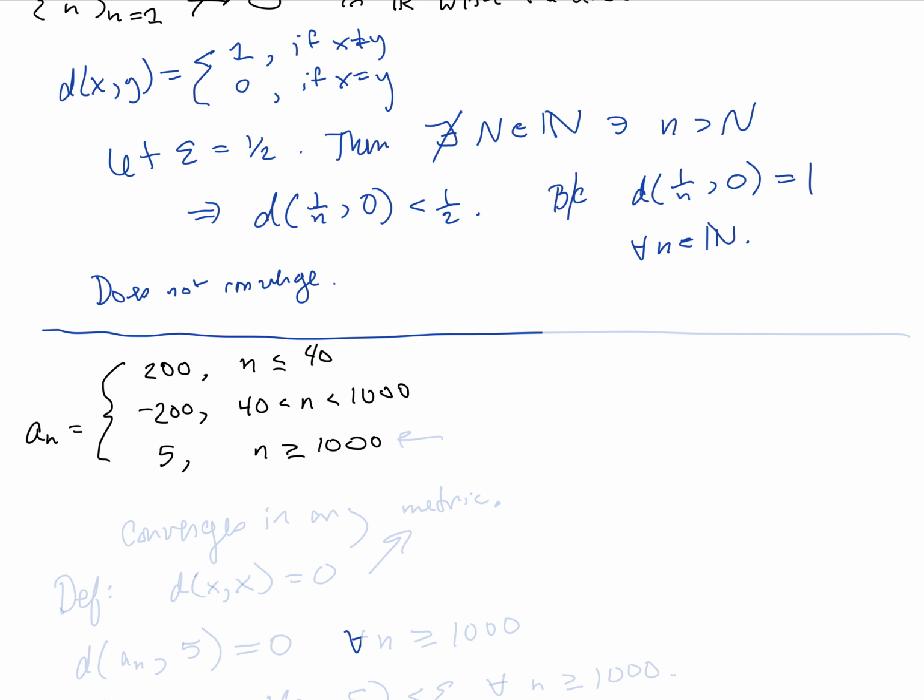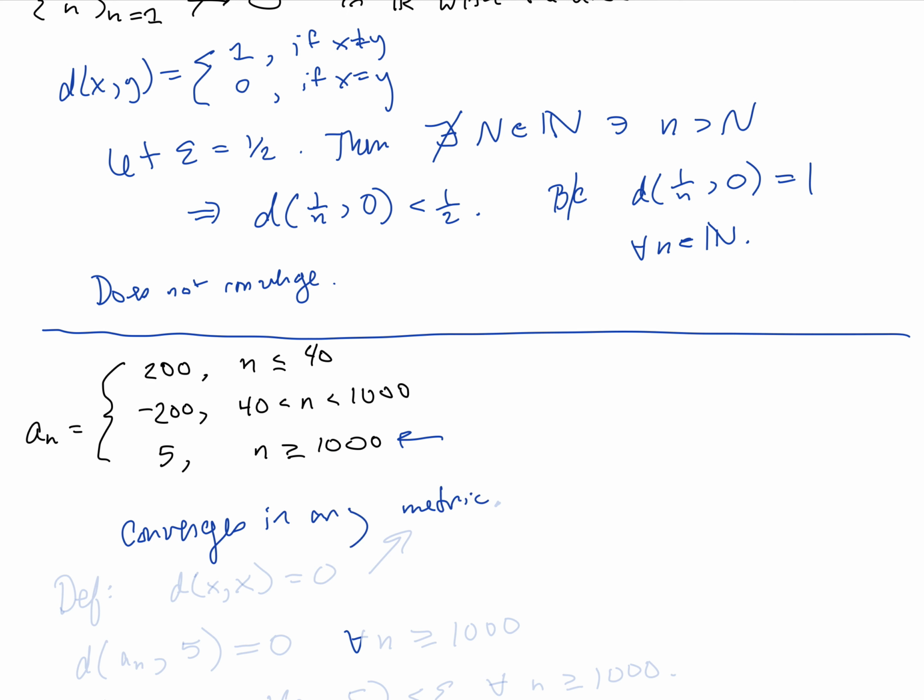Okay, let's look at this other example. So we had this sort of strange sequence. a_n is 200, 200, 200 up until 40, and then negative 200 for quite a while, and then settles on 5 for the rest of eternity. So does the sequence converge? We were asked, does it converge in the usual metric? Does it converge in the discrete metric? In fact, this sequence converges in any metric.